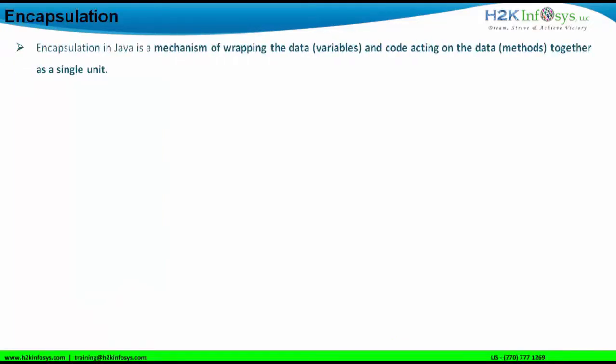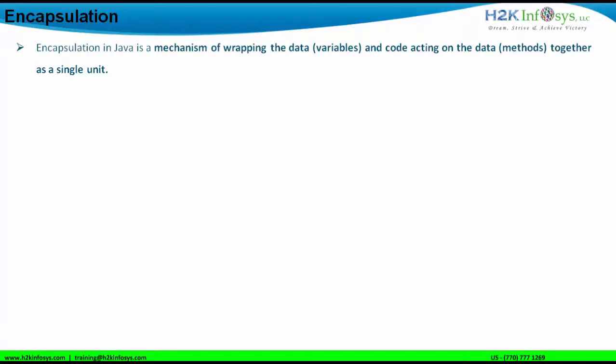First of all, what is encapsulation as far as Java language is concerned? It's a mechanism of wrapping up the data. Data are nothing but variables which are declared with data. So it's a wrapping up of data and the code acting on the data. That means methods which act on the data defined in the variables. Wrapping up the data present inside the variables with the methods which can manipulate or modify the variables' data, wrapping it together is called encapsulation.